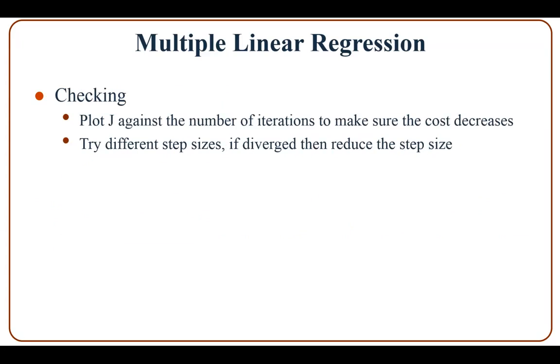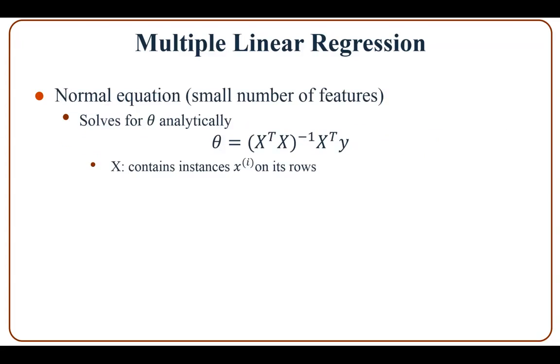So in order to make sure the algorithm is working, we need to do some checking. Normally we plot the cost function against the number of iterations to make sure the cost decreases. And also we try a different step size alpha, and if the algorithm diverges, then reduce the step size. If the number of features is small, then we can apply the normal equation. So theta can be solved analytically, and this is theta, and the matrix X contains instances on its rows.